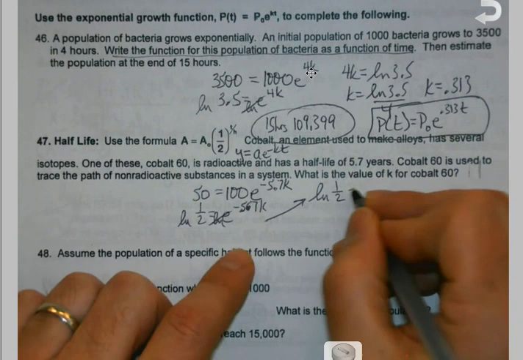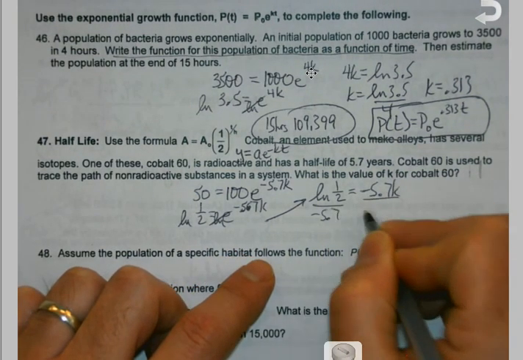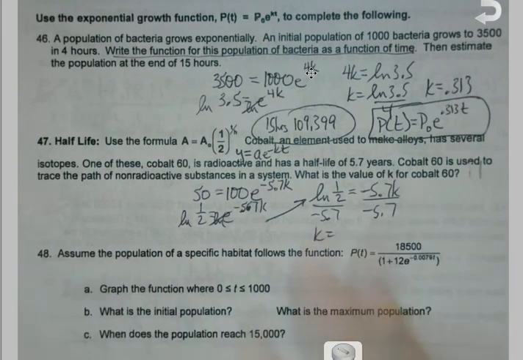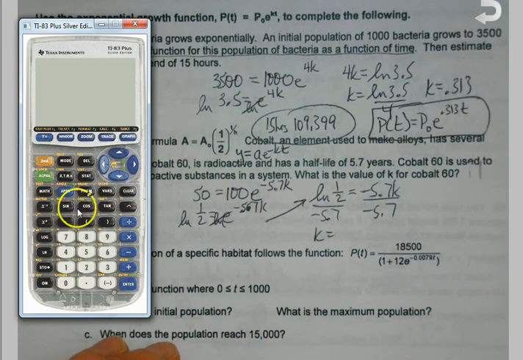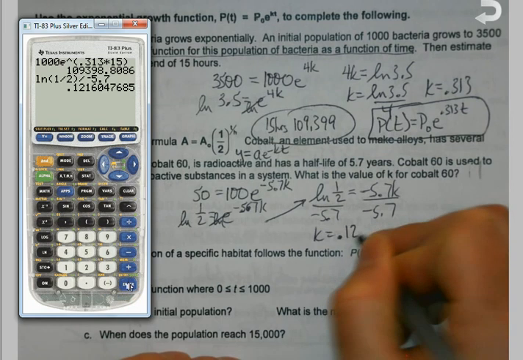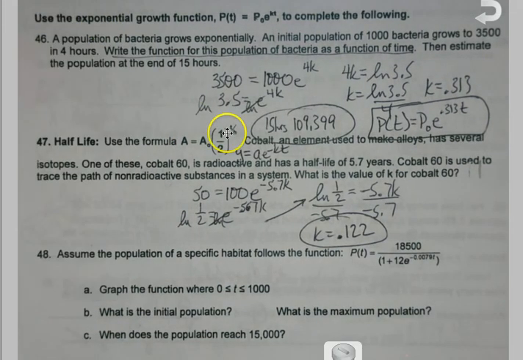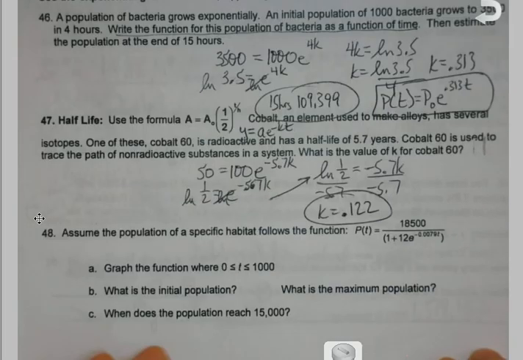And I'm going to divide by negative 5.7. So let's see here. So my k value would be 0.122, and I'm set. So like I said, I apologize if some of you were there working this. I was putting together two problems from different places, and I got my formulas backwards there. That will not happen to you. That will not happen to you on the test.